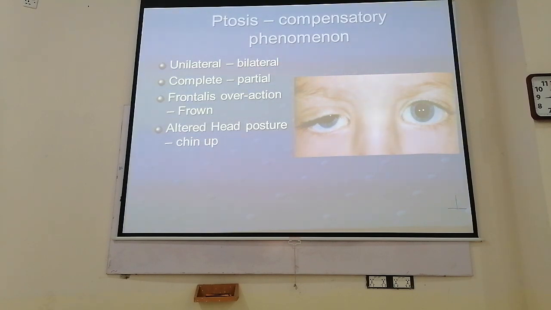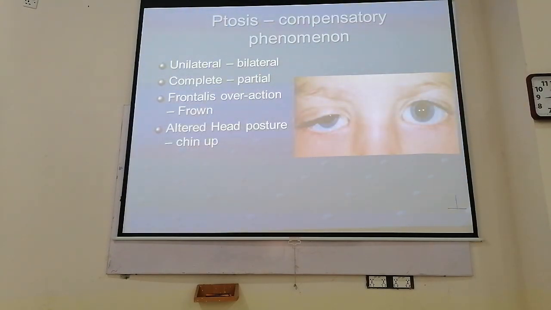Now, in this slide, you see the compensatory mechanisms which a ptotic patient will adopt. Depending upon the laterality of the patient, complete or partial: frontalis overaction, frowning, altered head posture.